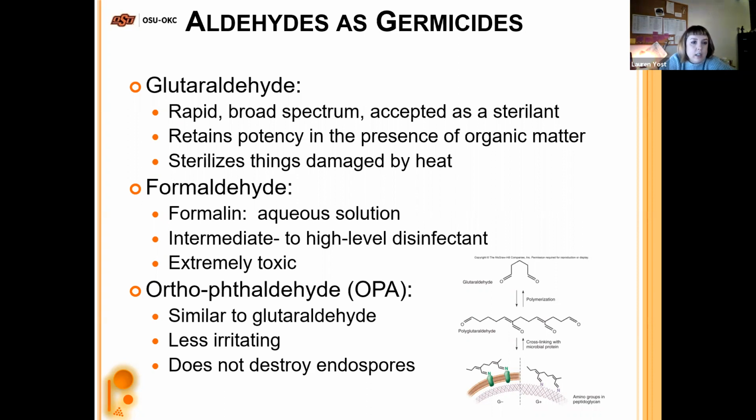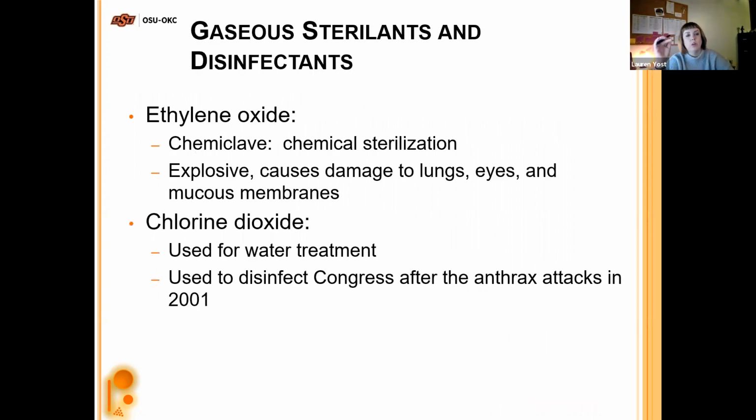Glutaraldehyde can sterilize things, and it works in the presence of organic matter. So you can use it to sterilize things that you can't put into the heat. Formaldehyde, we can make into an aqueous solution with water, and that becomes formalin. It can be an intermediate to high level disinfectant, relatively close to sterilizing, and it's extremely toxic for people, so you don't want to be around it too much. And OPA is a little less irritating, but it doesn't destroy endospores.